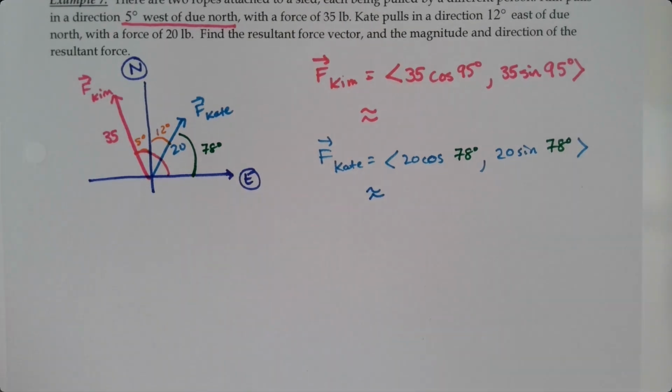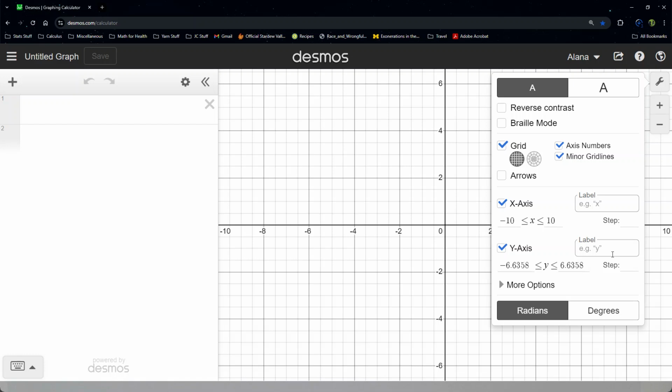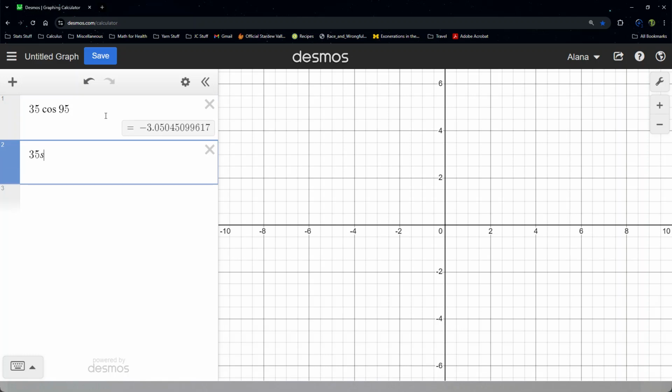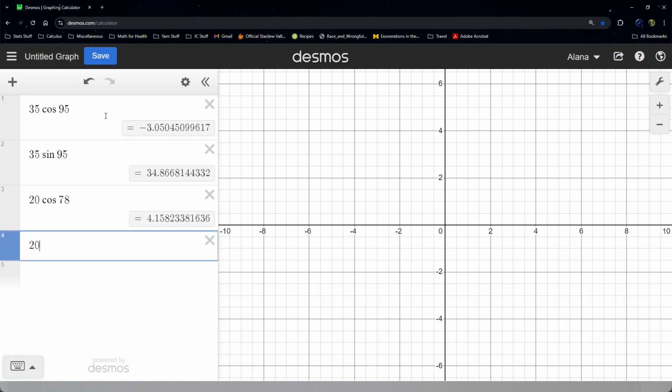Okay, so we'll go grab Desmos because it's easy. Again, switch to degrees. I've shut this down since then, and it always switches back to radians, so you have to go change it to degrees to make it work. All right, so I need 35 cosine of 95. I need 35 sine of 95. I need 20 cosine of 78. And I need 20 sine of 78. And there we have them. We've got all the numbers. So I'm just going to write all those down.